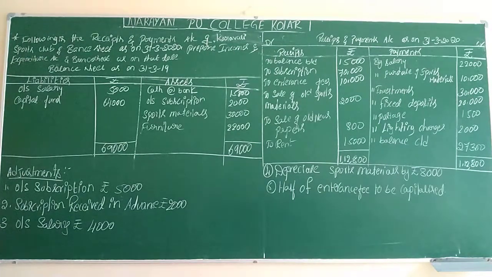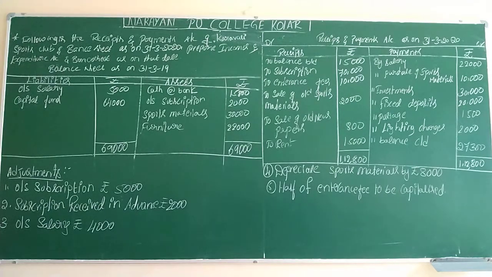Next, adjustments. Number 1, outstanding subscription 5,000. Number 2, subscription received in advance 2,000. Number 3, outstanding salary 4,000. Adjustment number 4, depreciate sports materials by 8,000. Next, adjustment number 5, half of entrance fees is to be capitalized. So this is the information given.